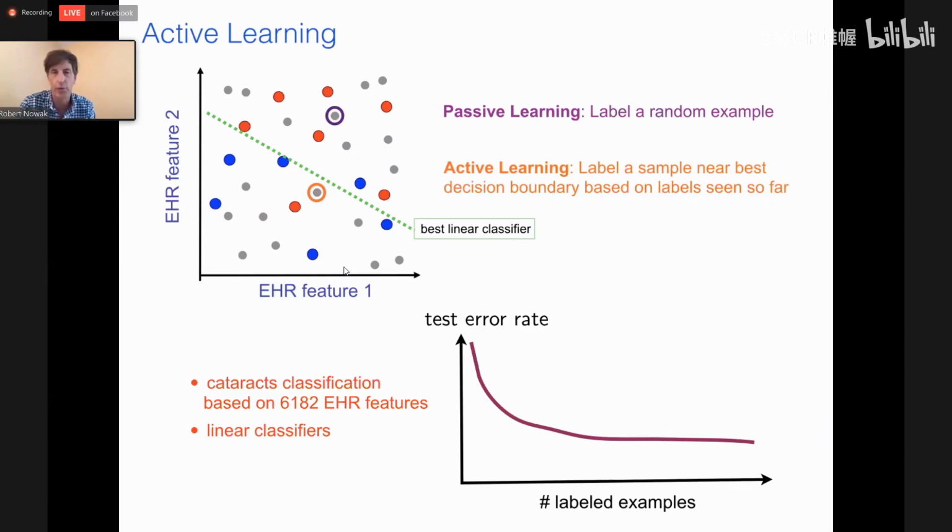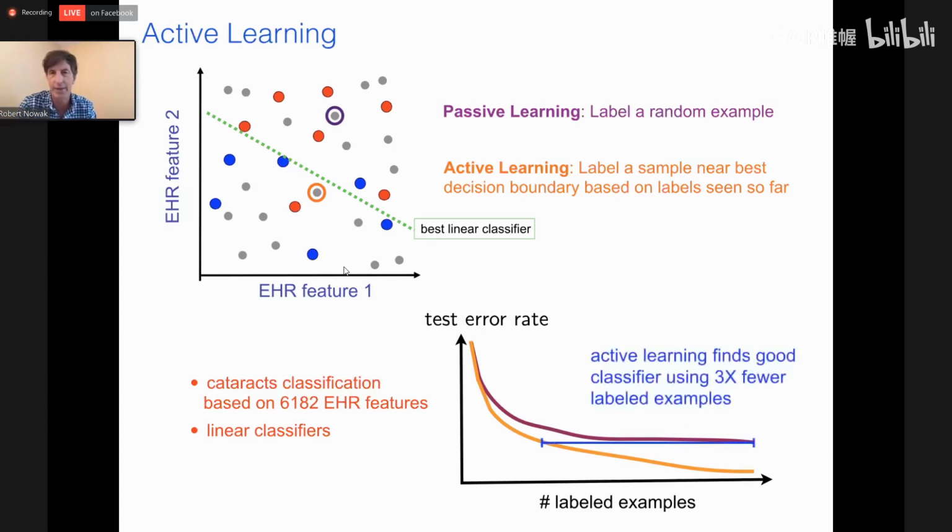So for example, this orange one that I've highlighted. And then it's going to request a label for those especially uncertain unlabeled examples. And that will hopefully allow the machine to more quickly learn a very good linear classifier. And the curves I'm showing down there on the test error are the actual curves from this real data experiment with 6,000 electronic health record features. And what we see is we get about a 3x reduction in the number of labeled examples required to learn a good linear classifier in this application.